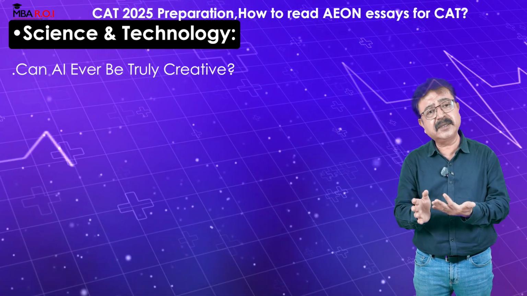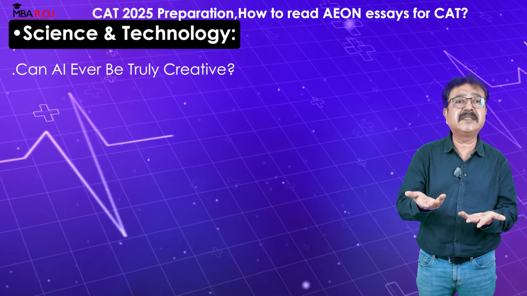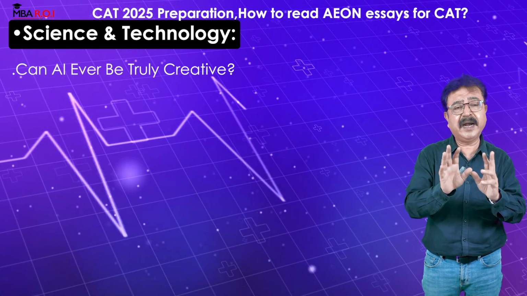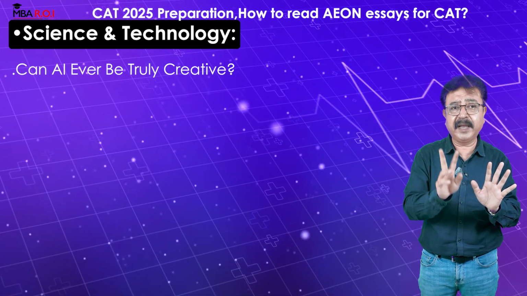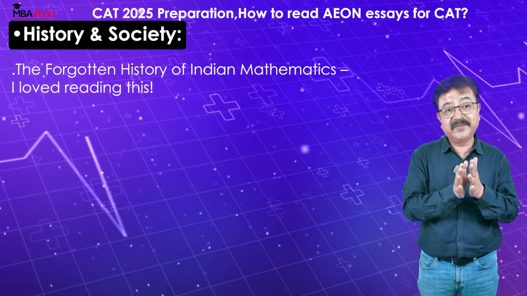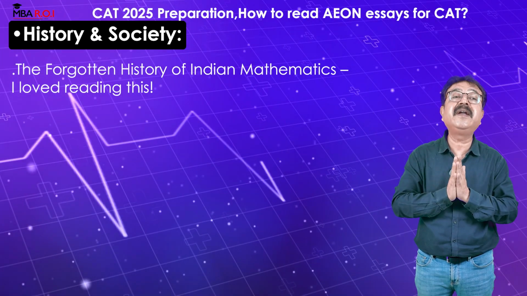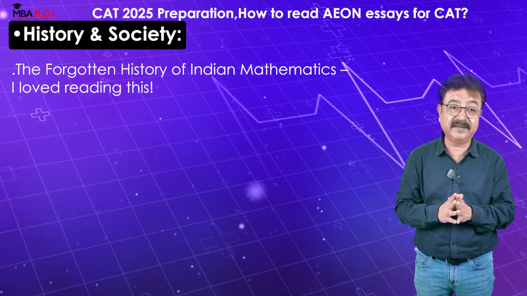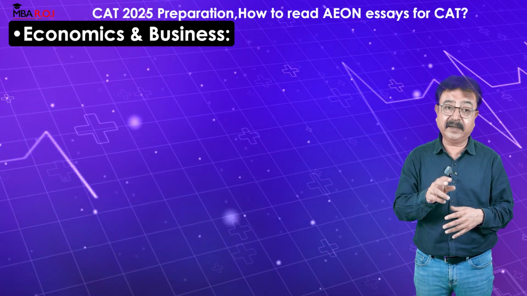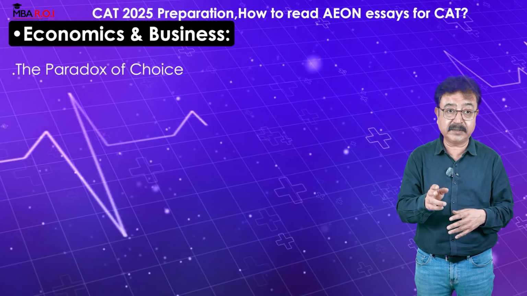There are some articles which talk about the possibility of life on the Sun, life on Mars. So a number of things are there. Science and technology, you must at least read 2 articles in 1 week. History and society: one very beautiful article that I came across was the history of Indian mathematics. I loved reading it. The rise and fall of great civilizations.